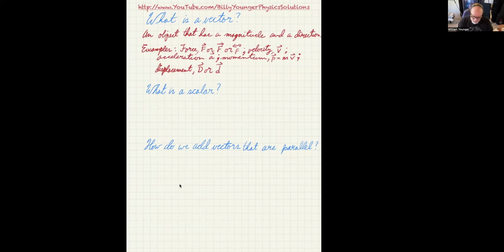So just remember it's from where you start to where you end up. So that's really what this displacement vector is.